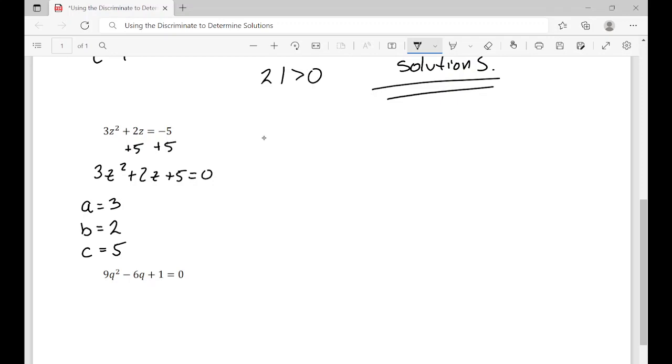Now I got that. I'm going to plug it into my discriminant. So b squared minus 4ac. So I'm going to get 2 squared minus 4 times 3 times 5. So 2 squared is 4. 4 times 3 times 5 is going to give me 60. And 4 minus 60 is negative 56, which is less than 0.